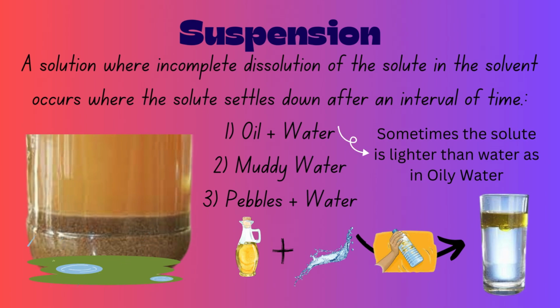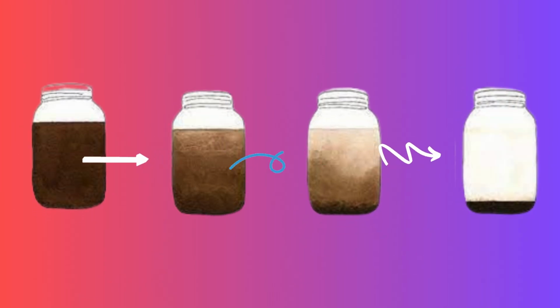A suspension is formed when the insoluble component or the solute is heavier than water or the solvent and has larger particles. Such a solute settles down after some time, as in muddy water, which is a good example of a suspension.